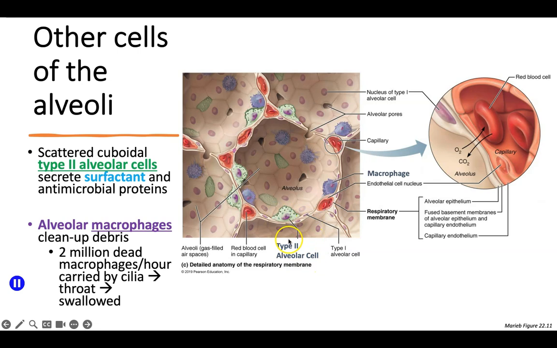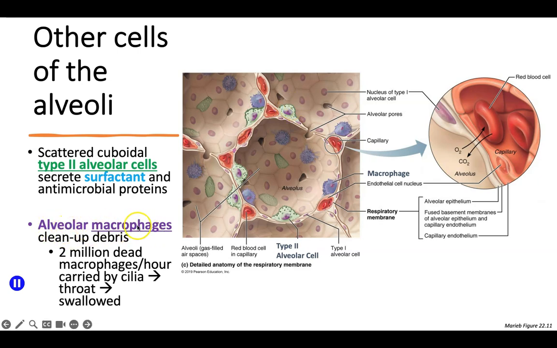You can see these type 2 alveolar cells scattered throughout. These cells are responsible for the secretion of a substance called surfactant, which you'll get into a little later, the importance of that substance, as well as antimicrobial proteins. So these are secreting cells, these type 2 alveolar cells.